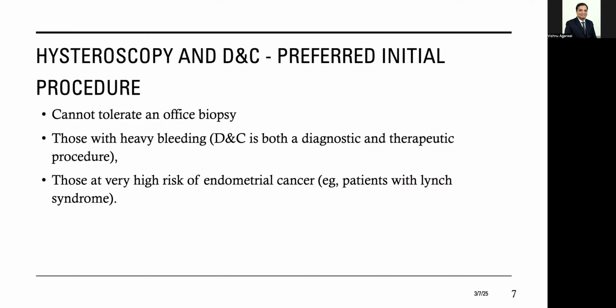In some cases, we directly go with dilatation and curettage and hysteroscopy, especially where office biopsy is not feasible or the patient is having heavy bleeding, in which D&C will not only give a better diagnosis, but can also stop the bleeding, or in patients with high chances of cancer.